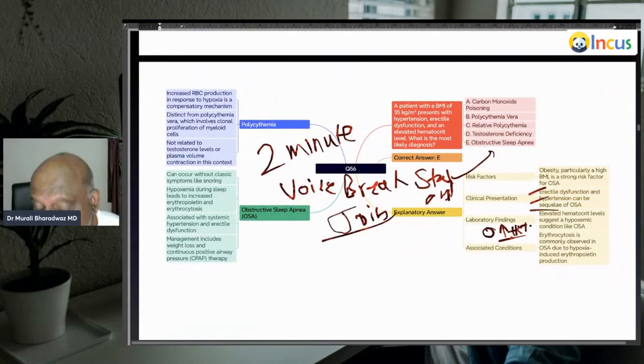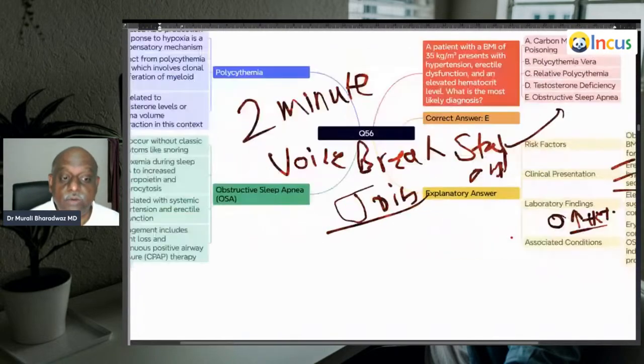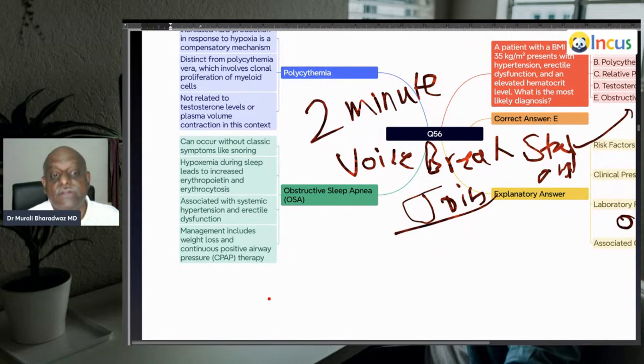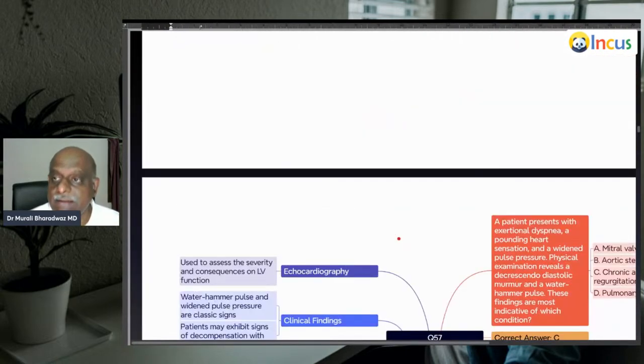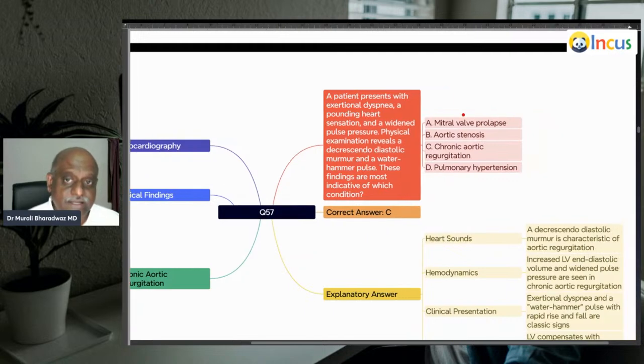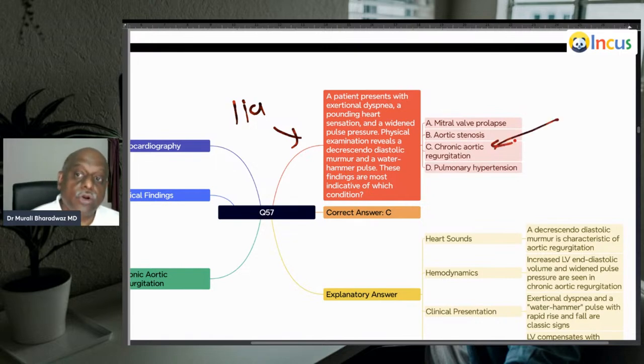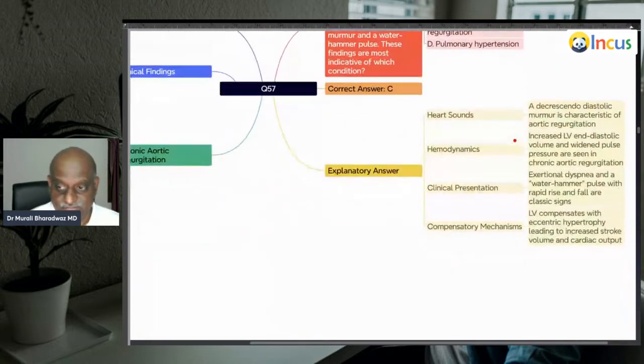So how do you treat them? We have to give continuous positive airway pressure. CPAP therapy is the core principle of management. A patient has exertional dyspnea, pounding heart sensation, widened pulse pressure, decrescendo diastolic murmur, water hammer pulse. It is a classical case of chronic aortic regurgitation.